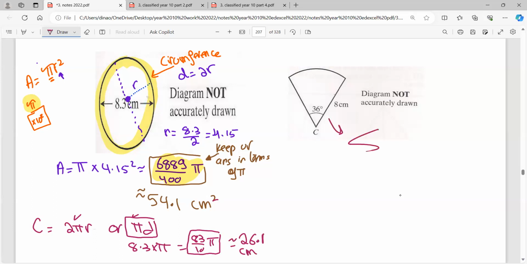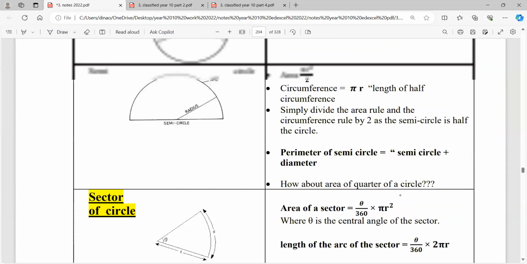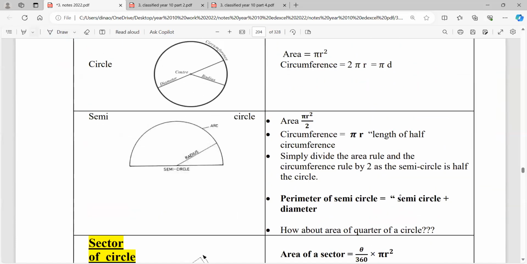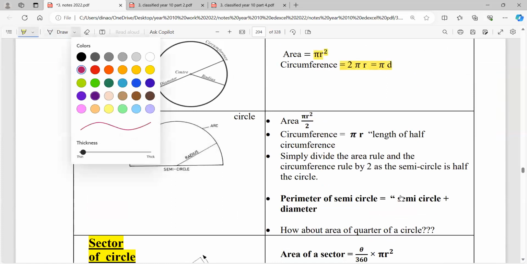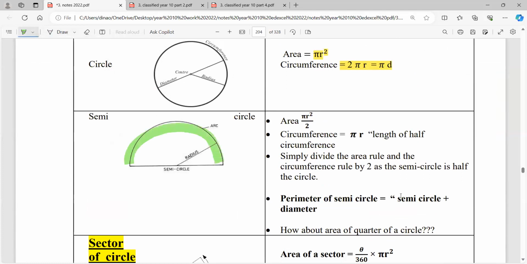Now this is a sector. And the sector is super important. The sector is very, very, very important. It and the semicircle come up a lot in the exams. Okay, now I just need to check that the semicircle rules are written. Yes, actually the semicircle. So we have the rules of the circle over here. Okay, and then we have the semicircle, and of course we know what a semicircle is. A semicircle is half of a circle.